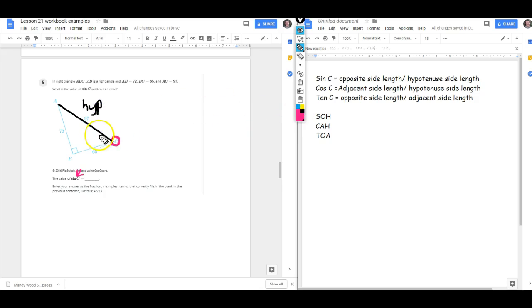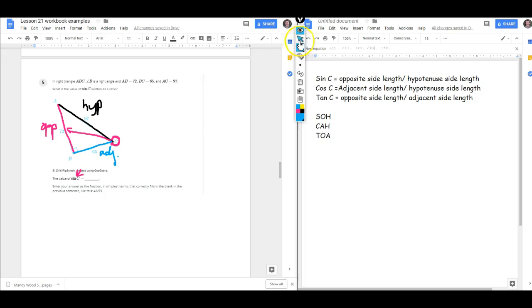which one is adjacent. So based off on our perspective, which is angle C, if I draw straight across, side length AB is the side length across from angle C. So side length AB is our opposite side length, and this last one is our adjacent side length.